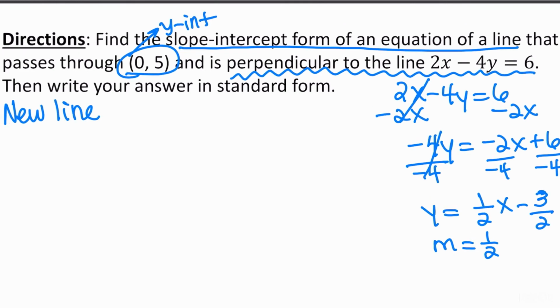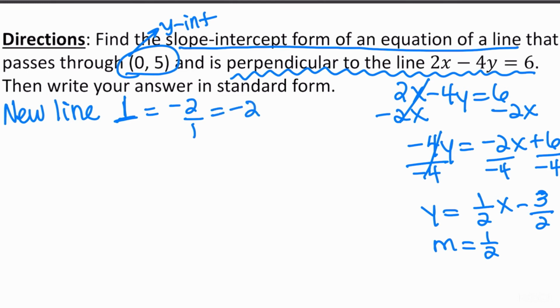If the slope of the other line is 1/2, then my new line, which is perpendicular, is going to have a slope that is the negative reciprocal of 1/2, which means flip it over. Instead of 1 over 2, it's 2 over 1. And instead of being positive, the sign changes, so it's going to be negative. In case you don't realize, this symbol, the upside down T, means perpendicular. And so this is going to equal negative 2.